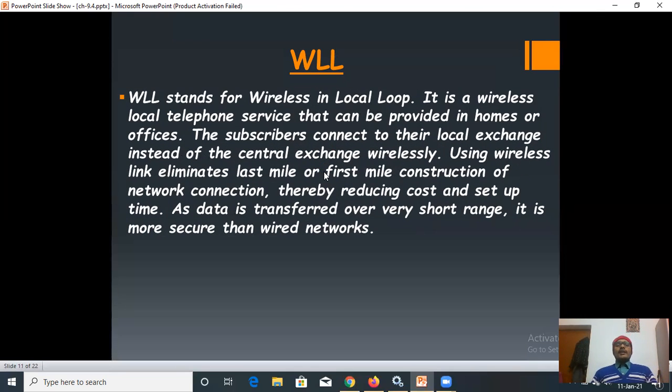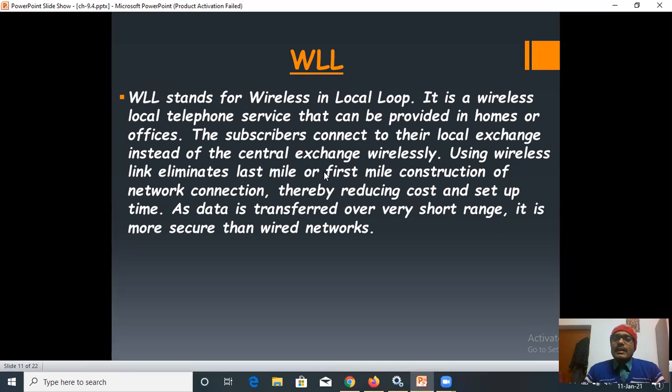Now coming to WLL. WLL stands for wireless in local loop. As you know, this technology was used earlier in some rural areas, and nowadays it is also used in some places. In rural areas the signal is very weak, so there is an antenna placed at the top of the house so that it can receive signal from the base station. It is a wireless local telephone service that can be provided in homes or offices.